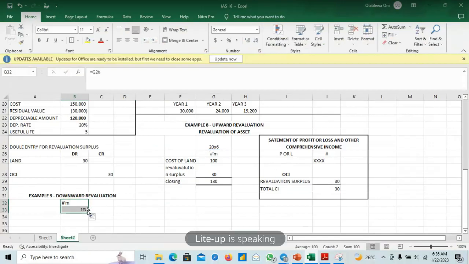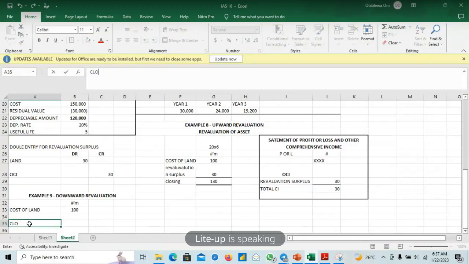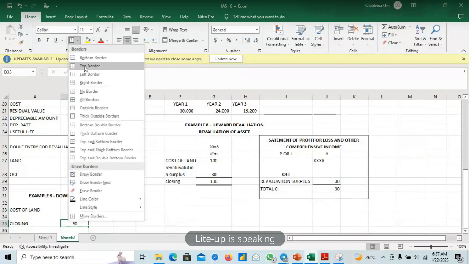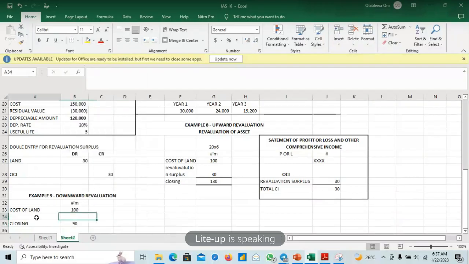The cost of land is 100 million as given. But then at the end of the year, which is the closing balance, the value of the land is now 90 million. Definitely, something has happened. The value of the land has gone down. And so what has happened is what we call impairment.